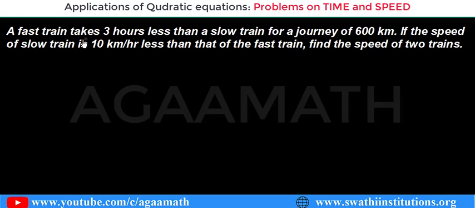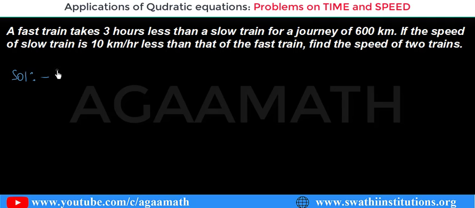And the speed of the slow train is 10 kilometers per hour less than that of the fast train. So find the speed of the two trains. Here we do that. He has given the condition that the speed of the slow train is 10 kilometers per hour less than the fast train. Then what about the speed of the fast train here? We don't know, so that has to be taken as a variable.